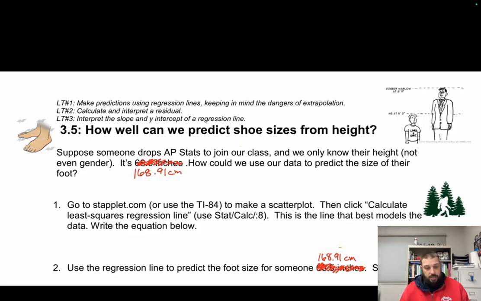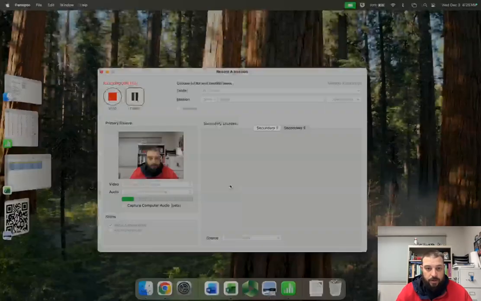Our context is, say, suppose someone drops AP Stats to join our class, and we only know their height, not even gender. Their height, converted here, is 168.91 centimeters. How could we use our data to predict the size of their foot? What we're going to do is go to our Statlet and make our scatter plot. So we'll jump over there.